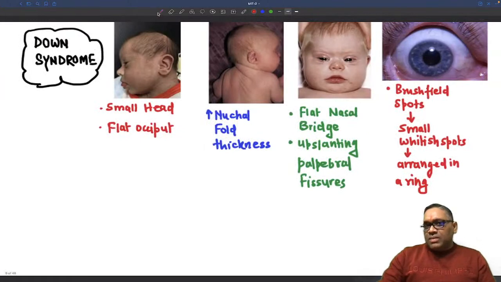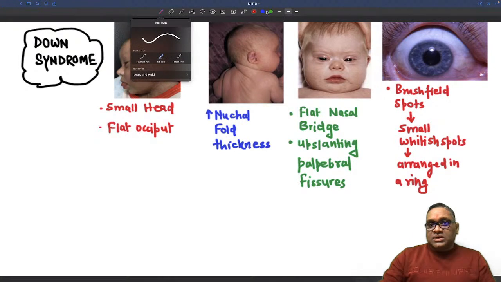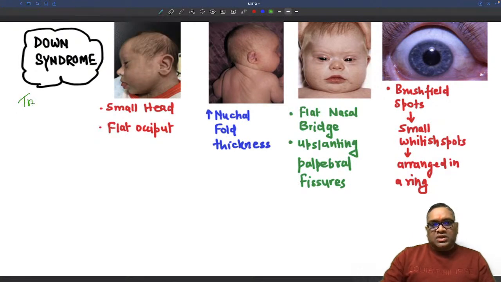So now we will see about the trisomy, which is called Down syndrome. What is Down syndrome? Down syndrome is trisomy 21, right? This will be helpful for INICET also, don't worry. Down syndrome is trisomy 21. What are the findings you are going to see in Down syndrome?